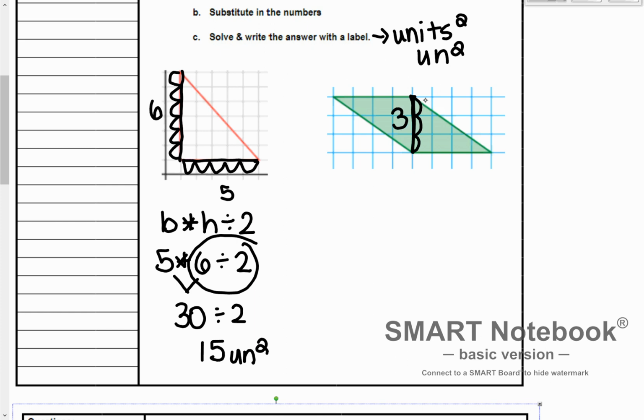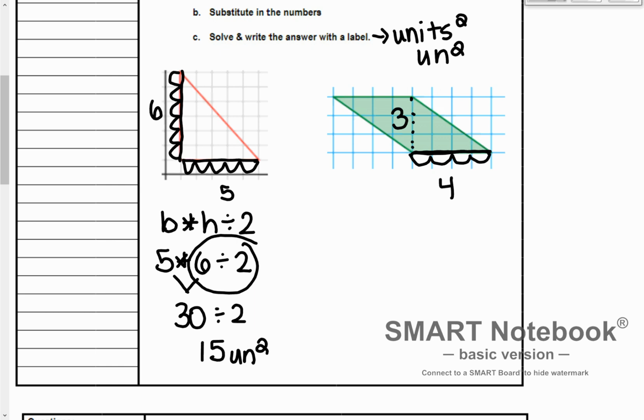Our base, now I'm going to erase this. You don't have to erase this on your paper. So our height is 3. I'm just going to make it a dotted line like they do on the other shapes. Our base is this line right here. So we're counting for how many boxes or squares that line takes up. Not the shape, because this one isn't full, you're right. But we're only counting for how long that line is, which would be 4.